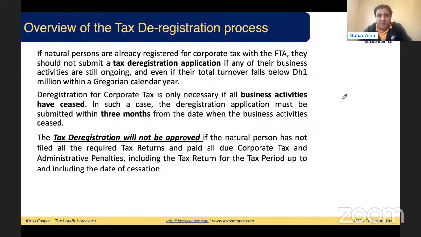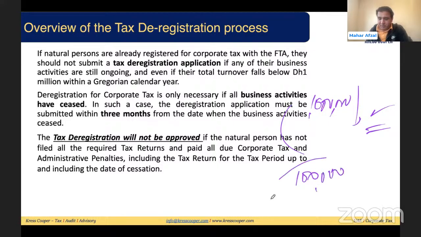Deregistration: once you are registered, you cannot deregister unless you are winding up the business. There's no other way. Assuming your revenue was more than 1 million, you applied for registration and got the registration. Next year, revenue has gone down to 100,000, assuming. It doesn't mean you can get yourself deregistered.